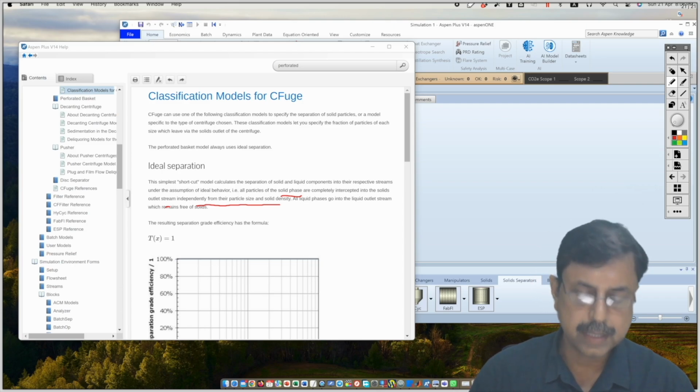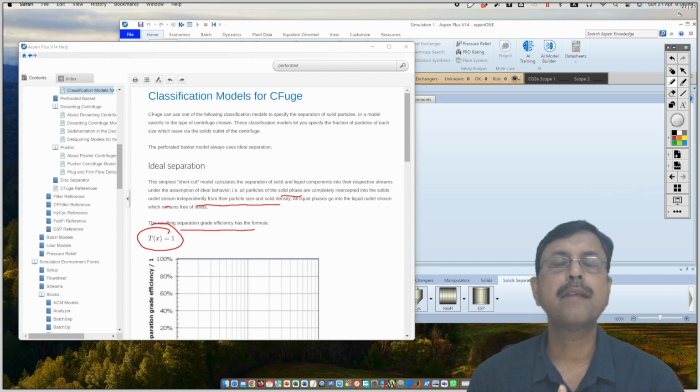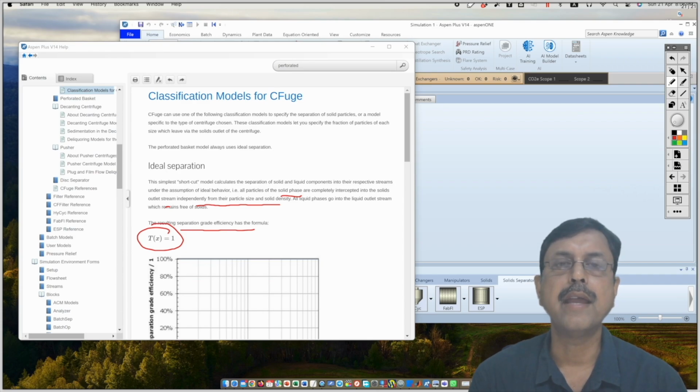That is the ideal separation. Now, if you see the resulting separation grade efficiency, Tx is 1. Tx is 1 means 100%. That means 100% solid goes to the solid stream. So that is ideal separation. So this is the simplest shortcut model.